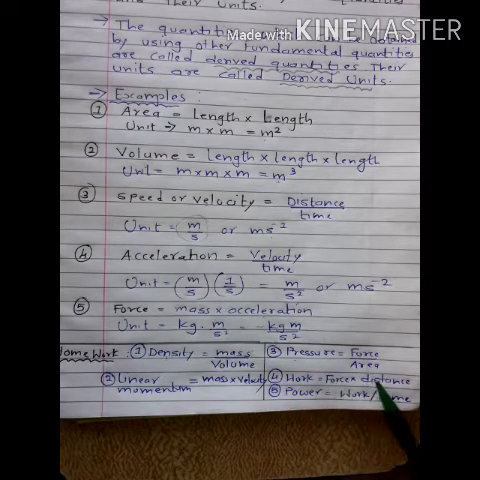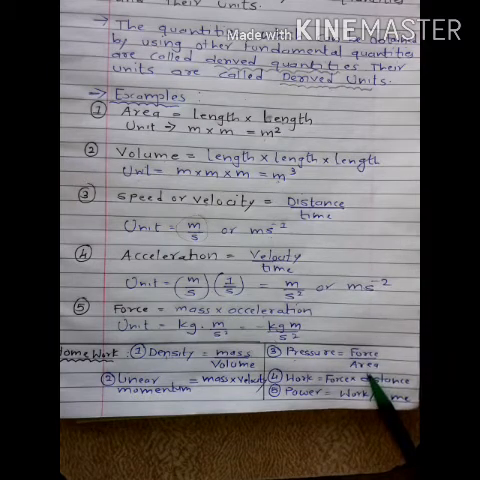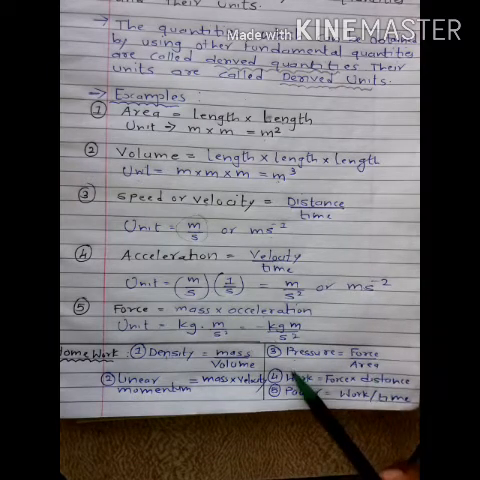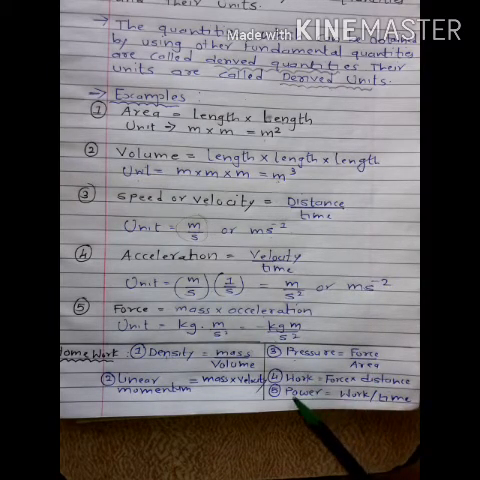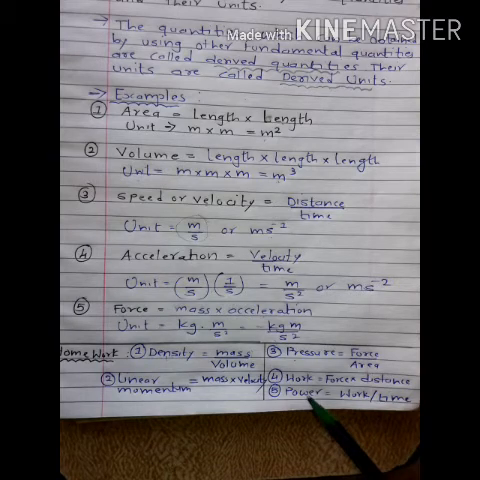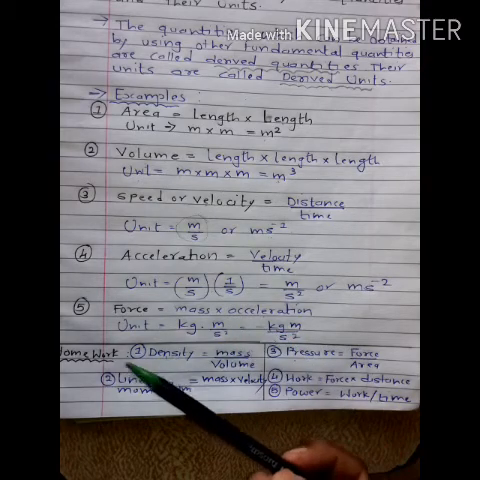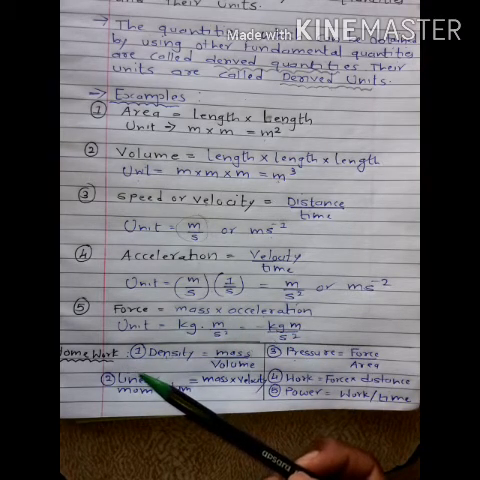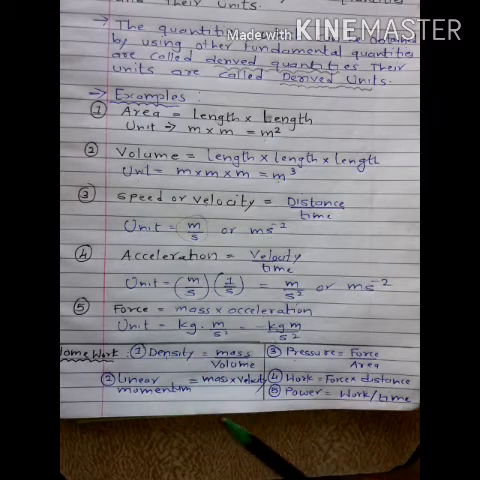Work is equal to force into distance. Distance means length. So try to find the unit of work. And the last, power is equal to work upon time. So try to find the unit of power. So these 5 derived quantities are given. Try to find their units. Okay, so this is your homework of this question.